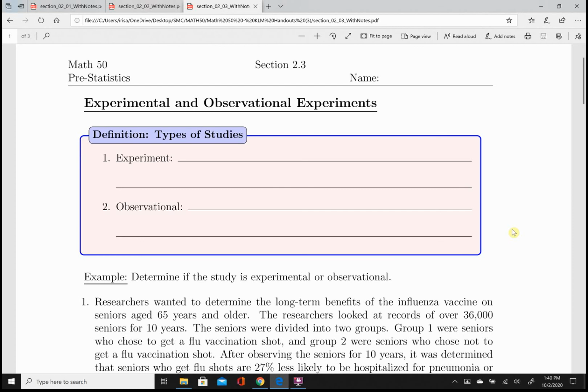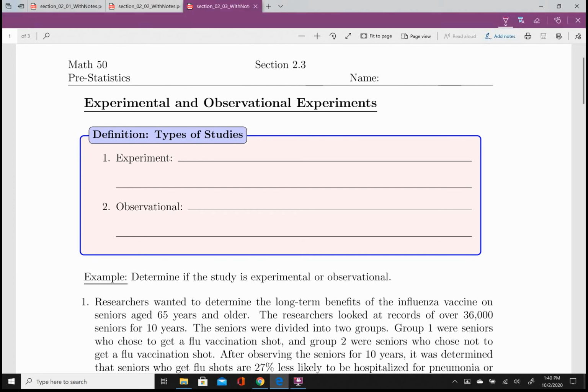Okay, first let's define 2 different types of studies, experimental or observational, or if it's an experiment, we just call it that, an experiment. Okay, so in an experiment, researchers determine which individuals are in the treatment groups and the control group, often by random assignment. So let me write that down for you. Let's add some notes. In an experiment, researchers determine which individuals or who is in treatment groups and control group.